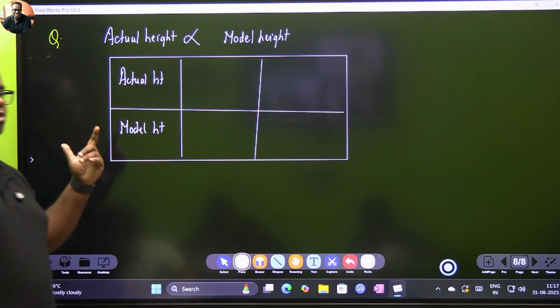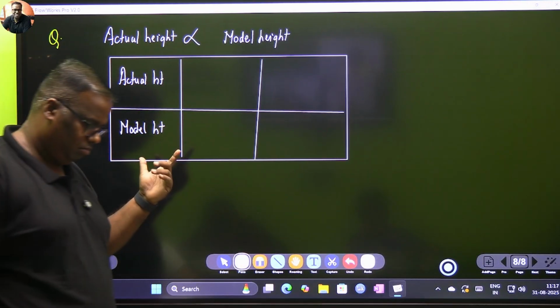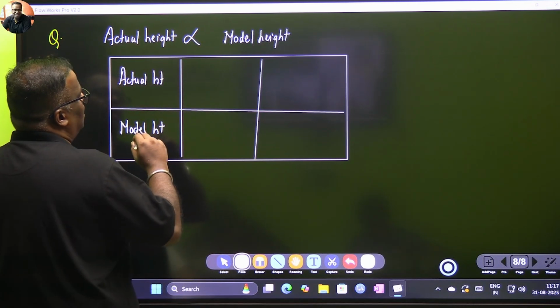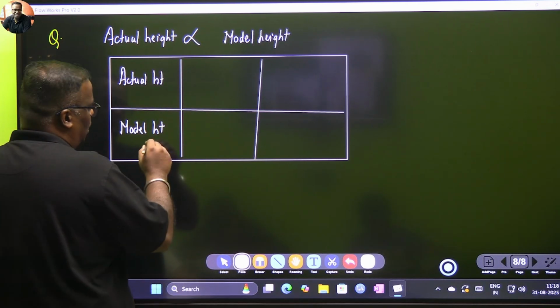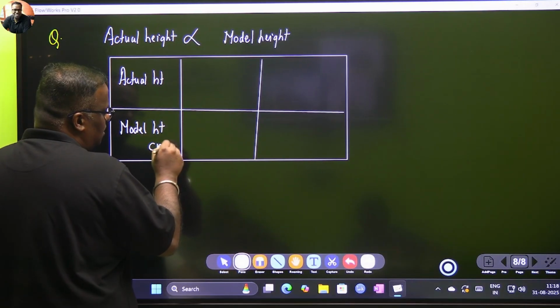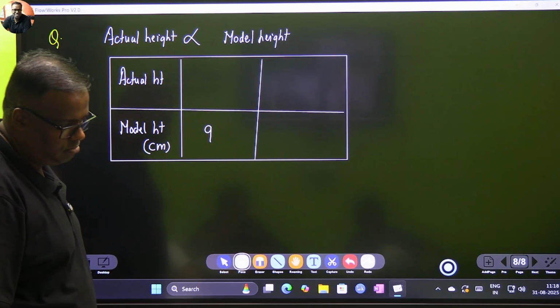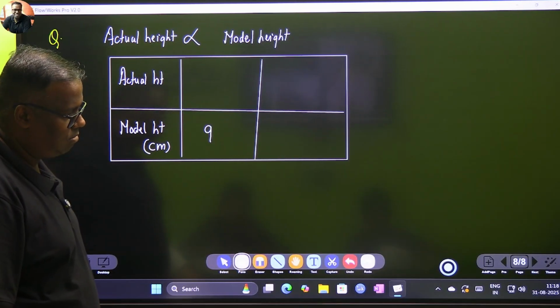In a model of a ship, the mast is 9 centimeters high. You are saying this is in a model, so we are writing this in centimeters. The mast is 9 centimeters. Very good. While the mast of the actual ship is 50 meters.